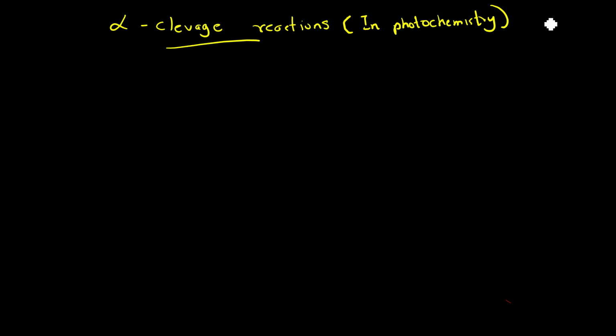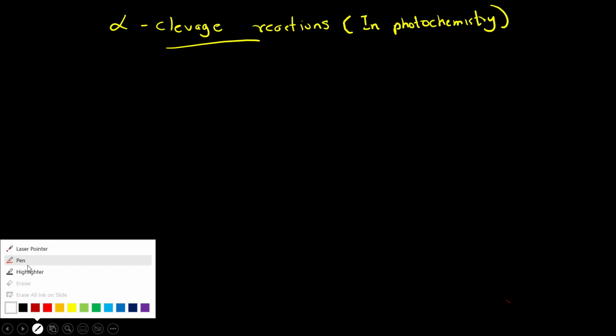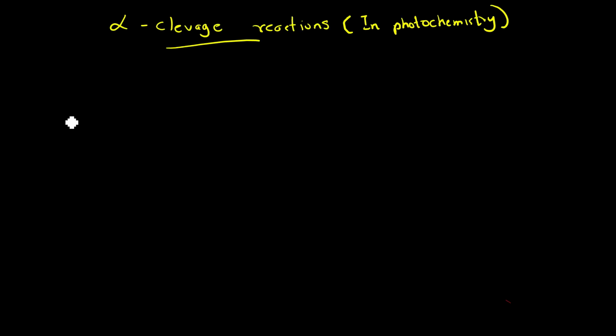I highly recommend you watch it because here we are continuing our discussion about photochemistry. In this video, we are going to talk about the alpha cleavage reactions. If you remember, the reactions based on photochemistry mostly involve radical mechanisms, so here also we are going to focus on radical reactions. First of all, let me introduce the alpha cleavage part. What does alpha cleavage mean?